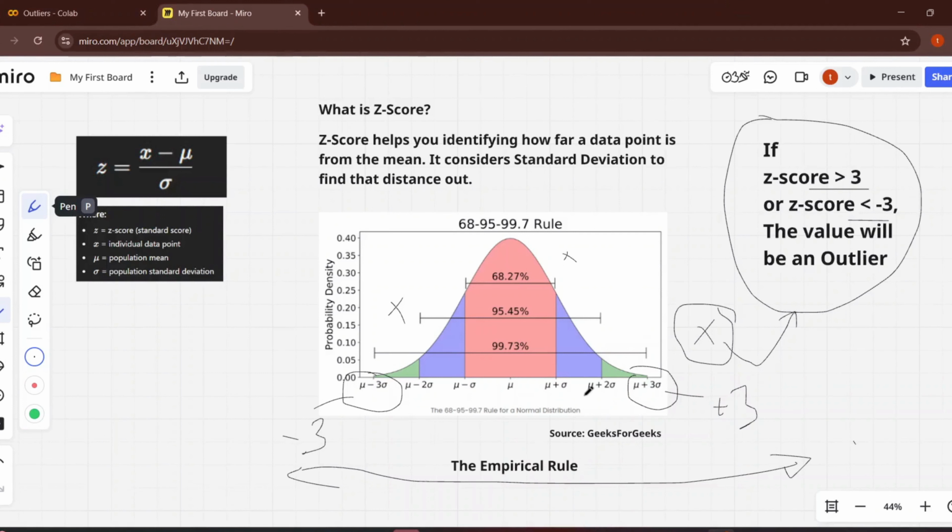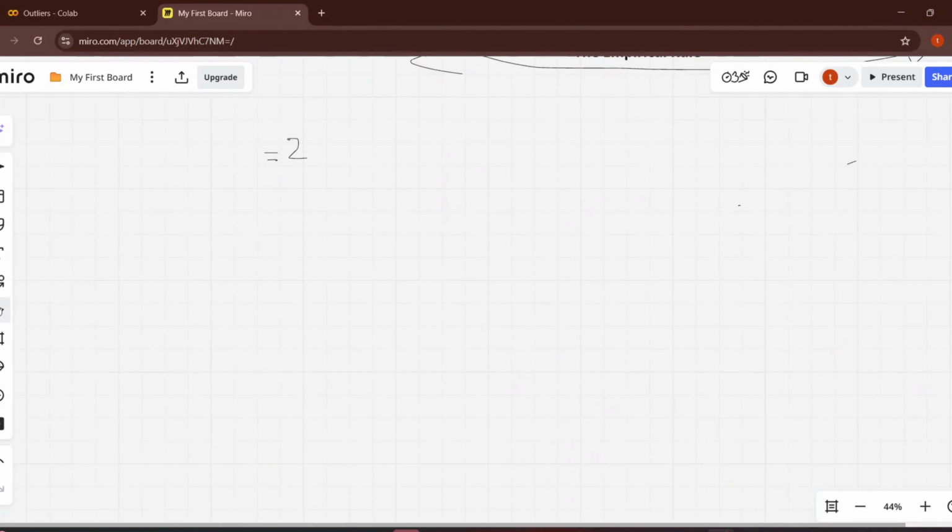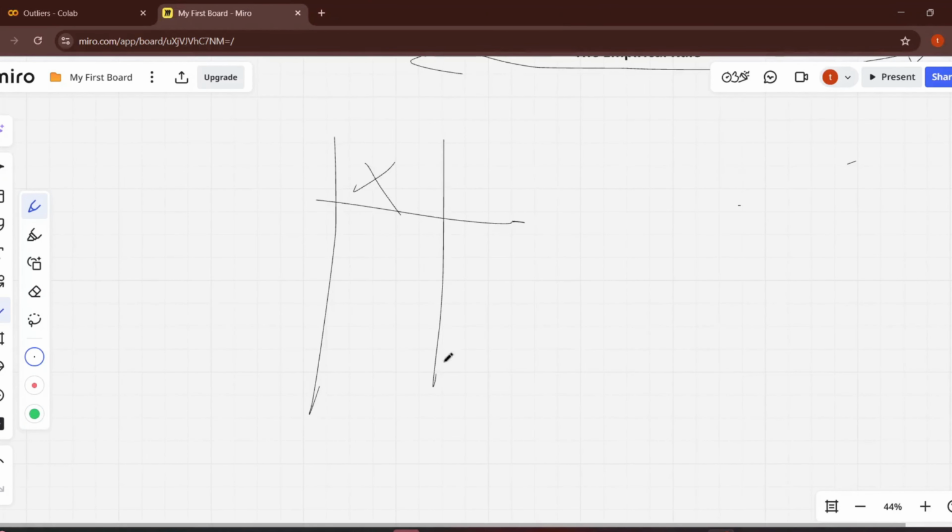Now let me show you the mathematical format for finding out the value of z-score using this formula. So let's go down a bit. Alright, let me draw a data set. The name of this column is x. We have data 1, 2, 3, 4. This is not visible enough, so let me rewrite it.